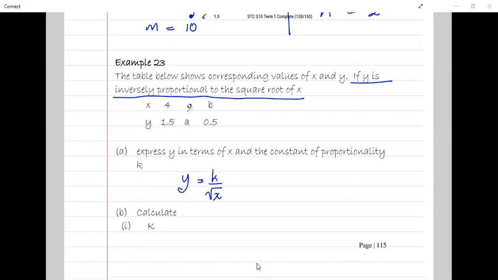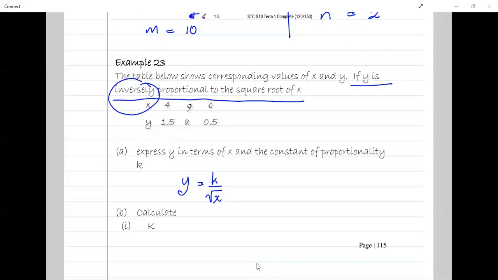Everybody should remember, every variation statement is going to have one of two operative words, directly or inversely. If the operative word is directly, the variation equation is k multiplied by. If the operative word is inversely, the variation equation is k divided by. So A says express y in terms of x and the constant of proportionality k. So y is equal to k divided by the square root of x. That's A.